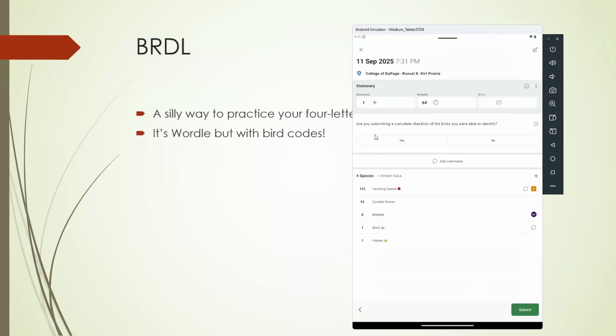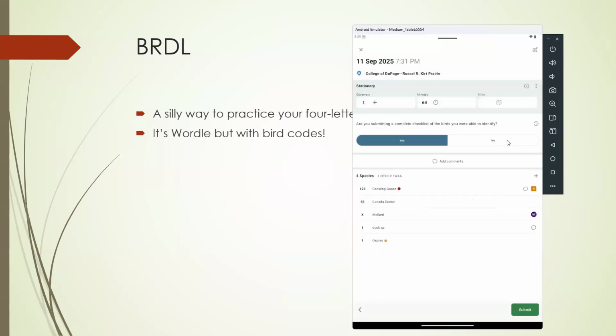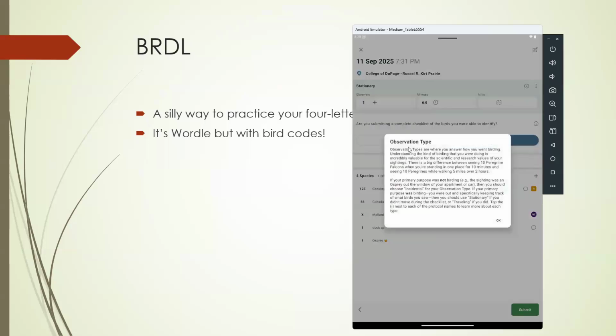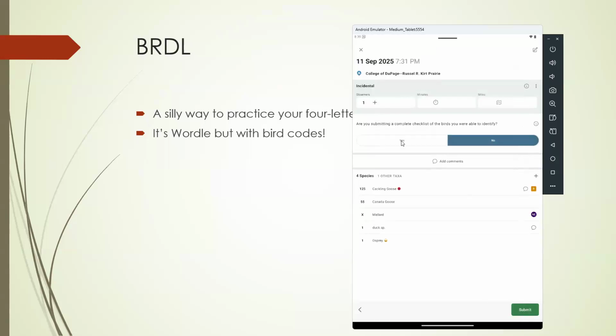They ask you this question: are you submitting a complete checklist of the birds you were able to identify? You don't say no to that if you couldn't identify some things but you were trying. You say no to that if it was a casual list where you weren't actually looking for all the birds you could find, and instead you just saw a bird on a wire and wanted to report it. That's where you say no. But otherwise, if you were trying, you gave it your best effort, that is yes. Put in yes. Now, as I said, if I said no, it's going to exclude this from the data set. I believe it switches it to an incidental checklist. So if you have incidental, you're never allowed to say yes. It's automatically assigned to no.